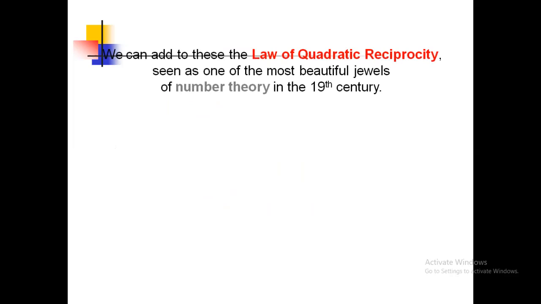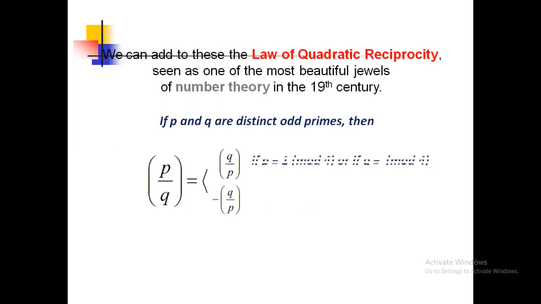The law of quadratic reciprocity. In number theory, it is one of the most beautiful jewels, as they said in the 19th century; this is excellent. If p and q are distinct odd primes, then (p/q) equals (q/p) if p is congruent to 1 mod 4 or if q is congruent to 1 mod 4, and it is equal to minus (q/p) if p and q are both congruent to 3 mod 4.